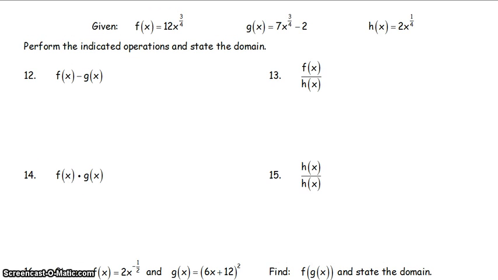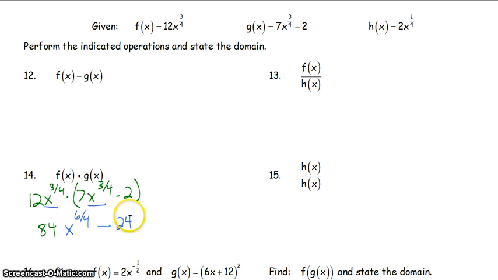So f of x times g of x. So we have 12 x to the 3/4 times 7 x to the 3/4 minus 2. And again, when you're doing that, this is the whole function. Now we multiply that in. So 7 times 12 is 84. When you multiply the x's, you add the exponents. So I'm multiplying this times this. We add the exponents. So we have x to the 6/4. And then minus 12 times 2 is 24, x to the 3/4.